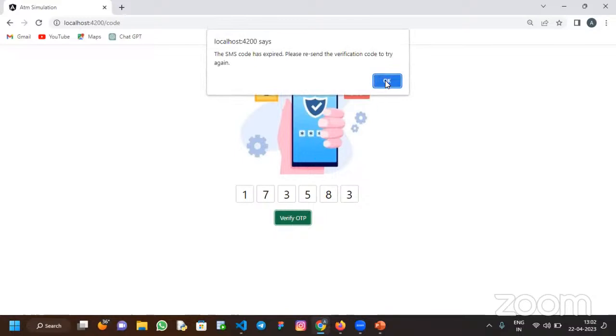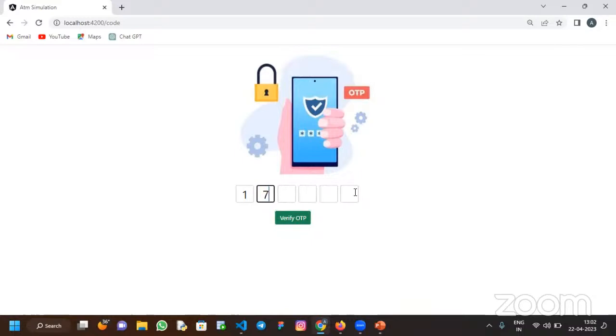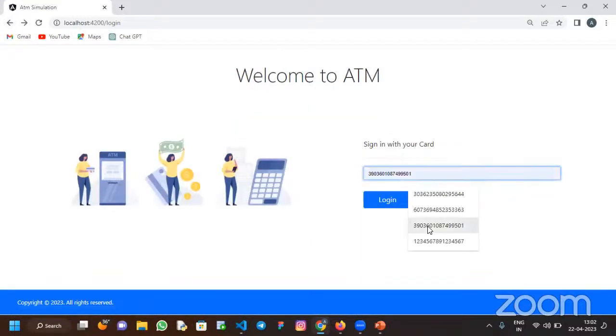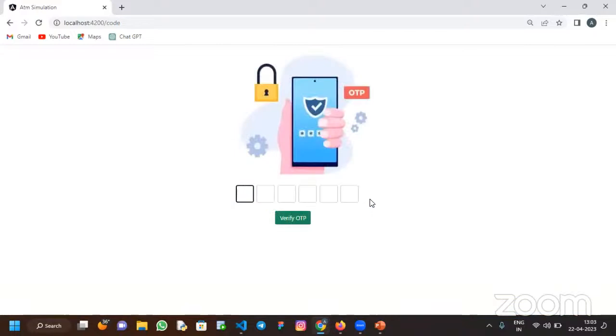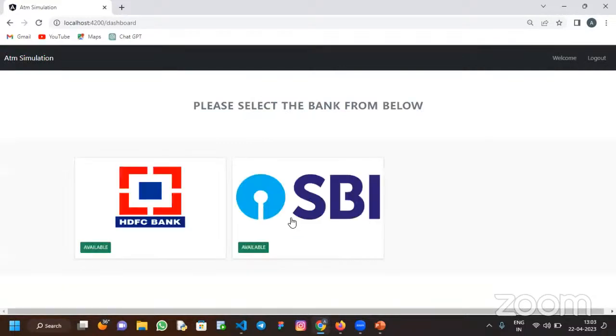Ma'am, this was the OTP. It is saying this code has expired. Yes, ma'am, this was an internet issue. So we'll try once again, ma'am. I'm retrying it. Like this, ma'am. Okay, please select the bank from below.